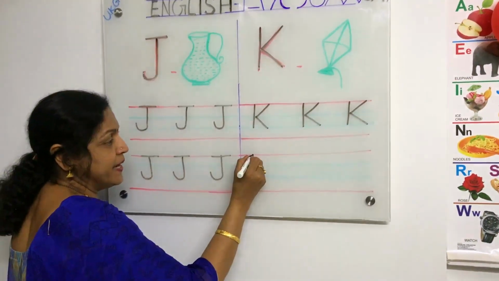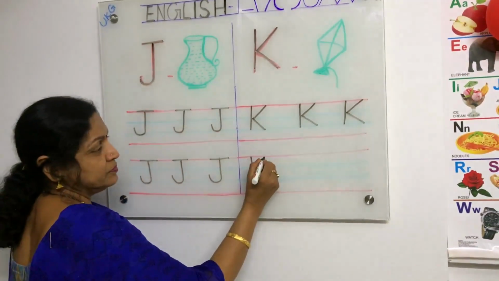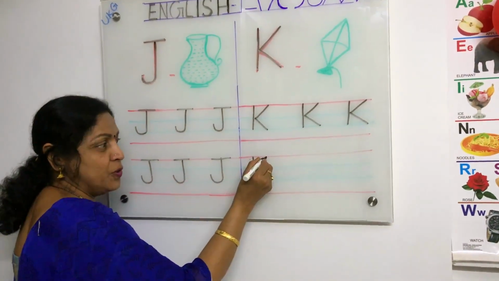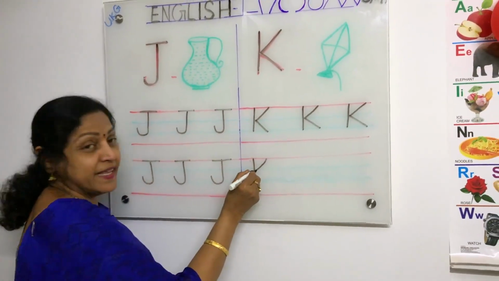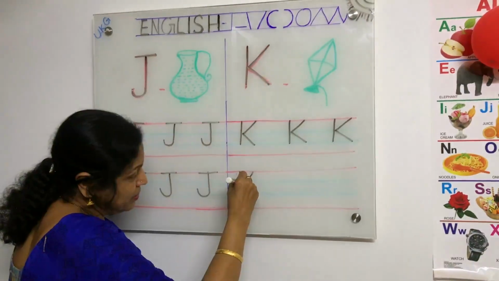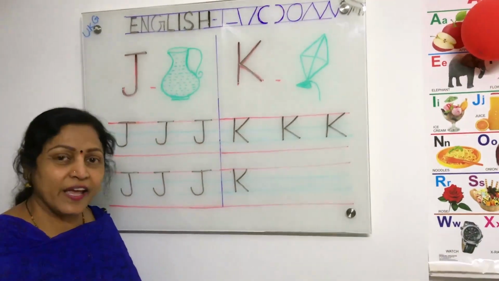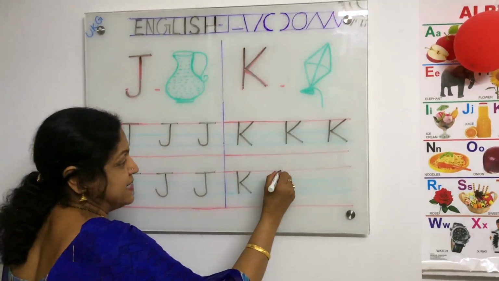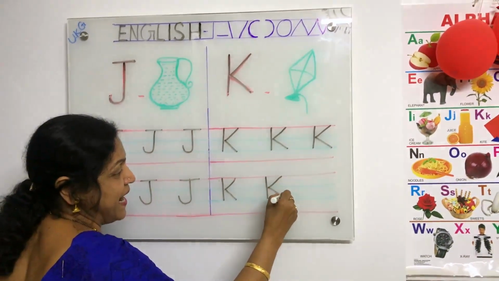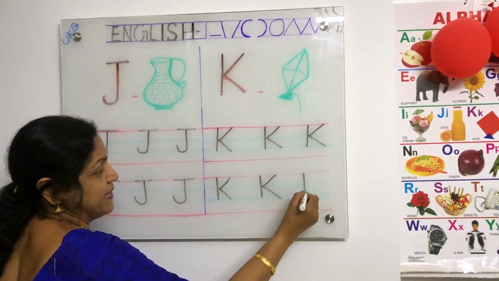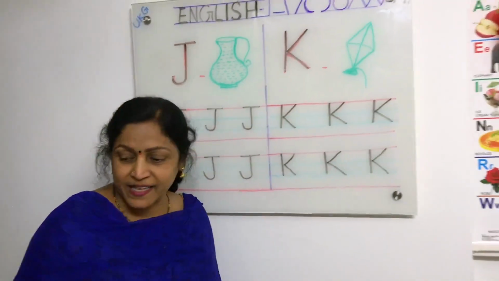From red line to blue line, make a standing line, draw a standing line. From red line to first blue line, make a right slanting line like this. From blue line to this blue line, make a left slanting line like this. Okay, what is this? This is letter K. Standing line, right slanting line and left slanting line. Standing line, right slanting line and left slanting line.